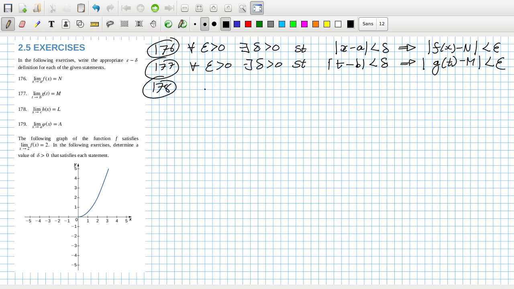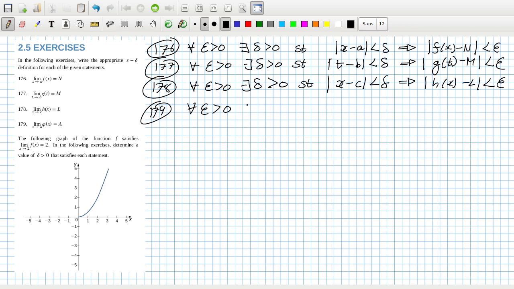178, same deal. For all epsilon greater than zero, there exists a delta more than zero, such that if x minus c is less than delta, then h(x) minus l will be less than epsilon. 179, for all epsilon, well, it's the same thing.